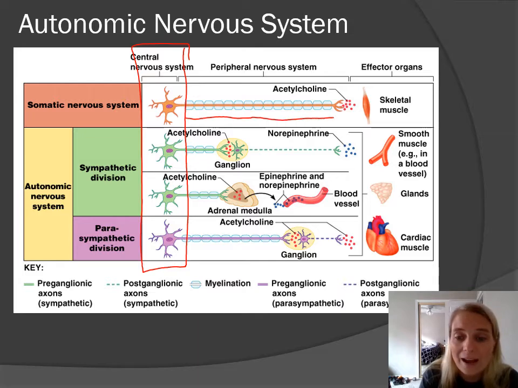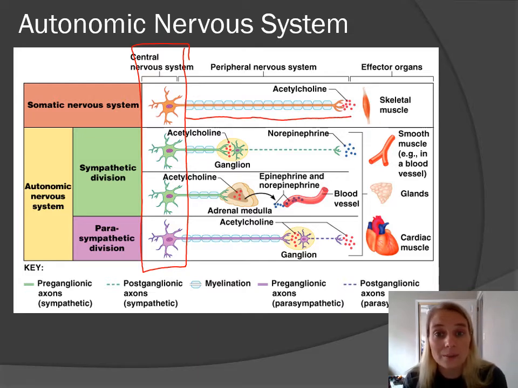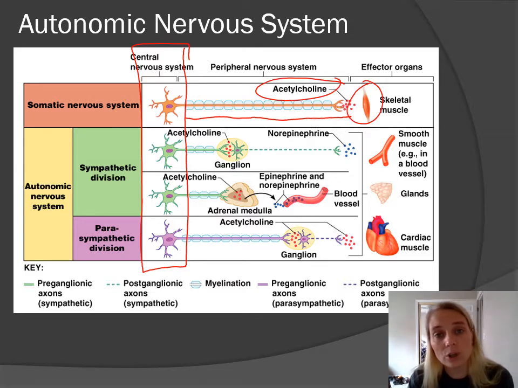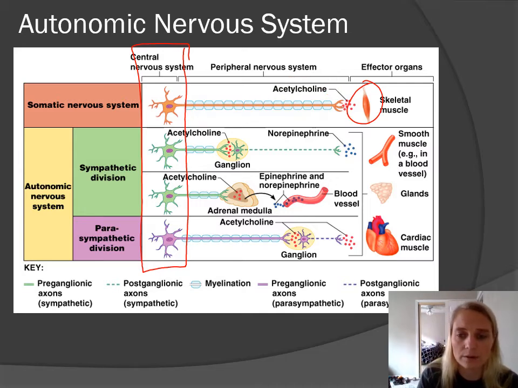So here's our one axon. And then in the somatic nervous system, we reach our skeletal muscles. So think back to chapter 6, neuromuscular junction. Here's your acetylcholine communicating to your effector. You're going to contract your muscle. Voila, you have muscle contraction. Okay, so that's somatic motor.